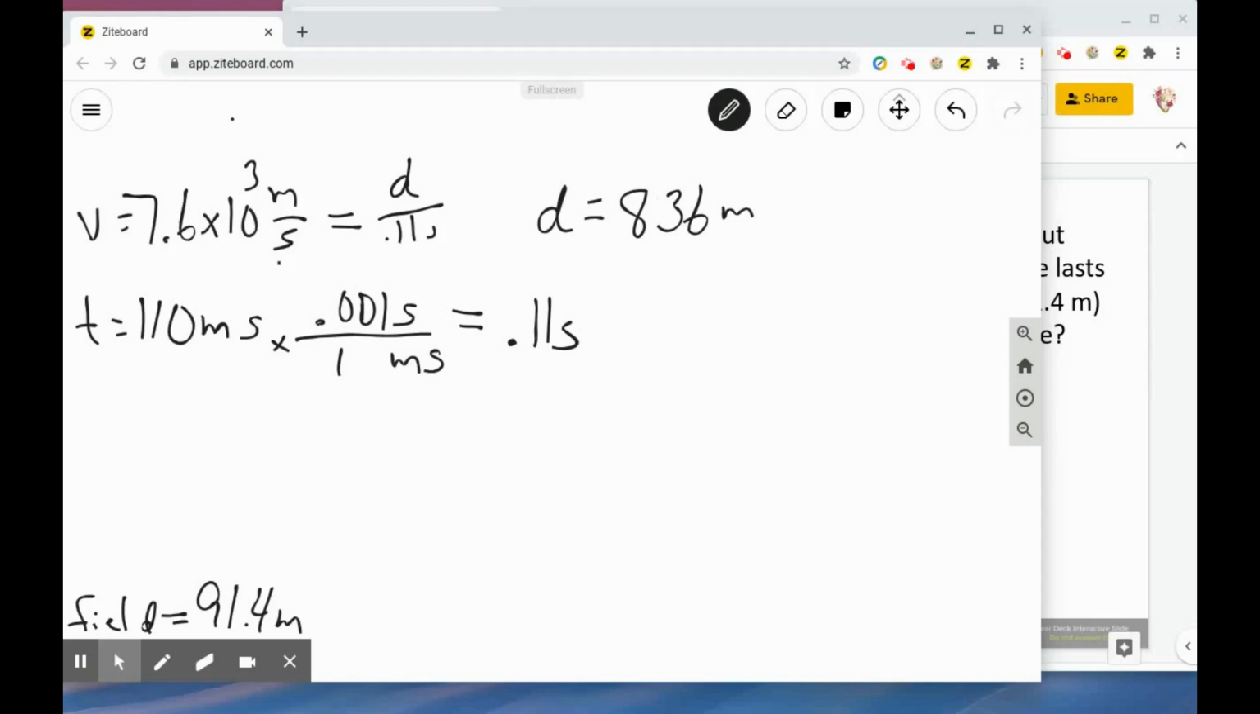Now that's how much distance it will cover, but the question asks, how many football fields is that? So we're going to divide that by the 91.4, which is the length of a football field. So 836 meters divided by 91.4 is going to give us 9.15 fields that would be covered.